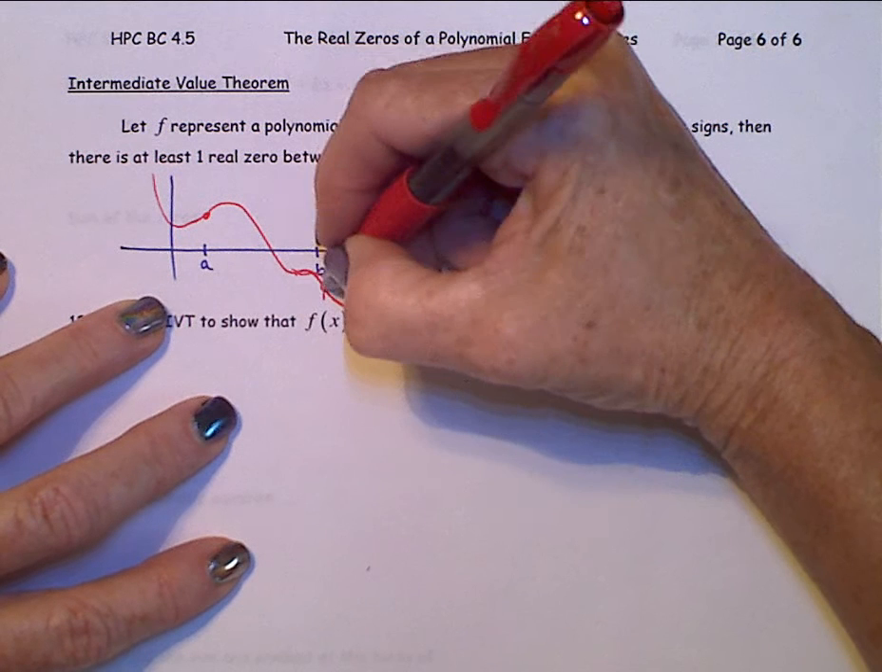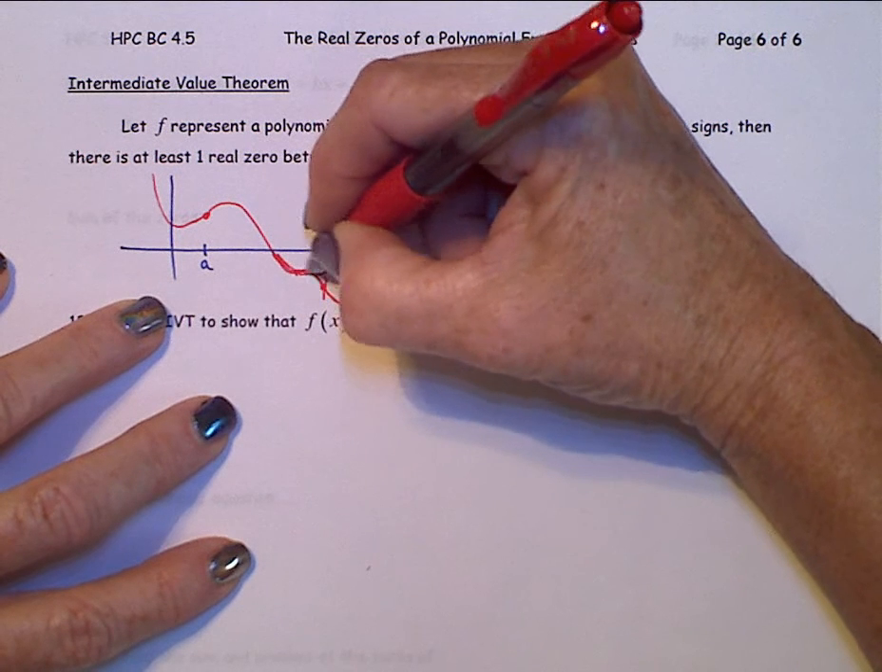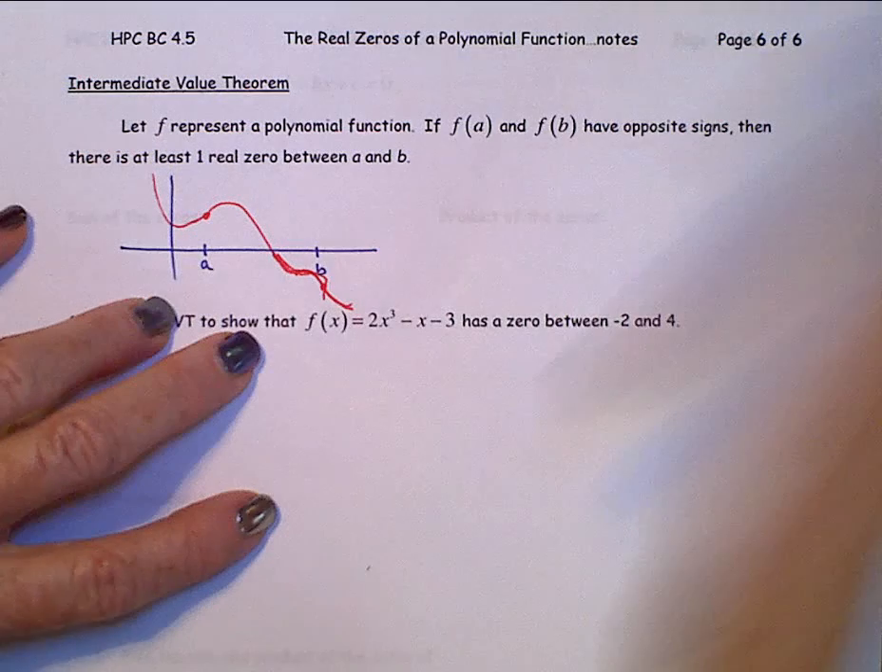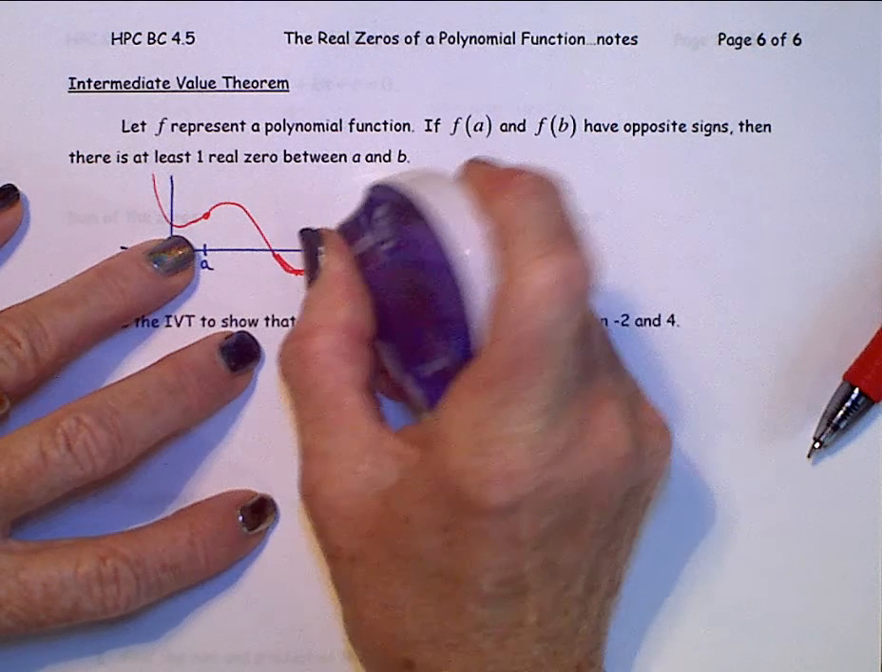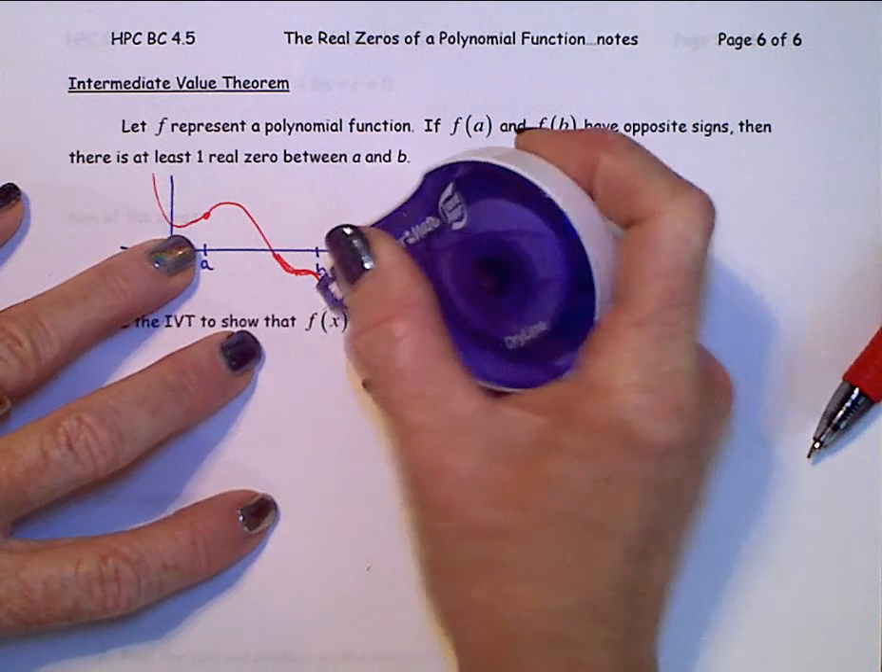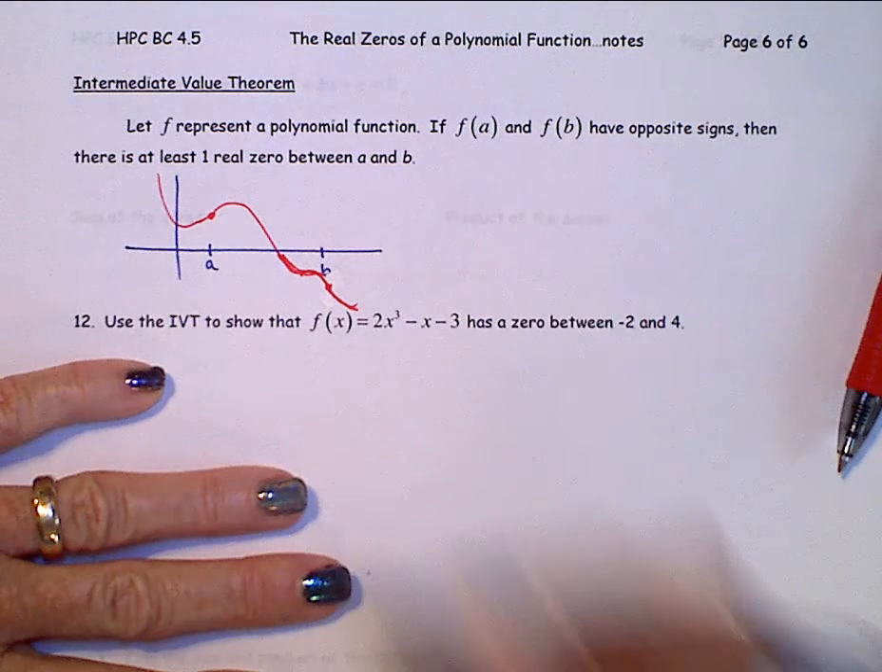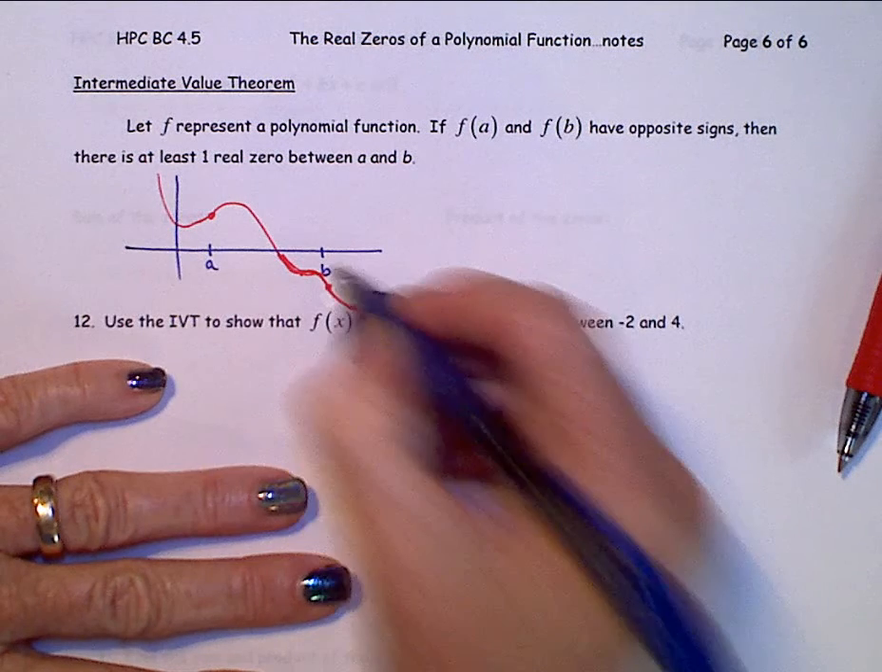Have something like that? Got a little messy in here, but that's all right, we can fix it. Sure, that could be a polynomial function.